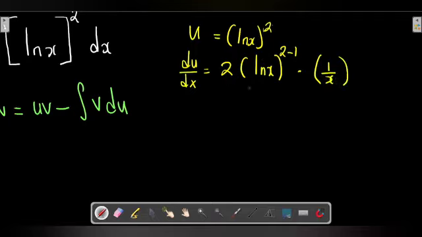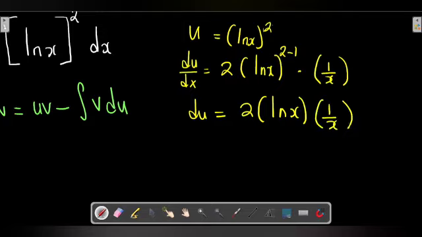So from here, what are we going to do? Remember, in our formula we have du, so we need to get rid of this dx down here. So I'm going to say du is equal to 2 ln of x, then power 1, because 2 minus 1 will give you a power 1, or you can just omit that one, it's fine. Then 1 over x dx. So here we have remained with only the du.